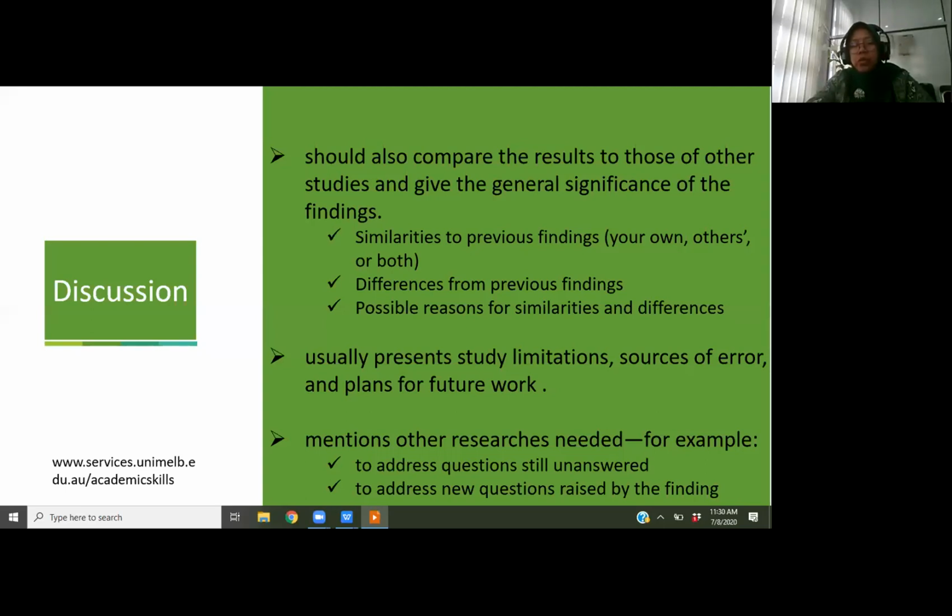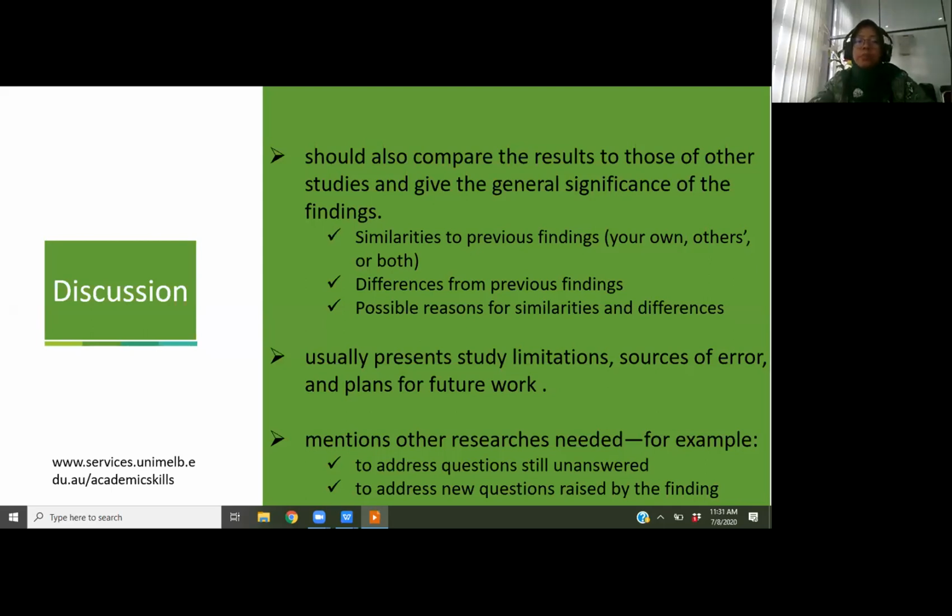And then you also present here in the discussion your study limitation, your source of error, and plans for your future work. But not too many, but you need to state it here. As academicians, if we have a limitation in our study, we need to mention it honestly, so that people can do further study on the same topic and continue our work.